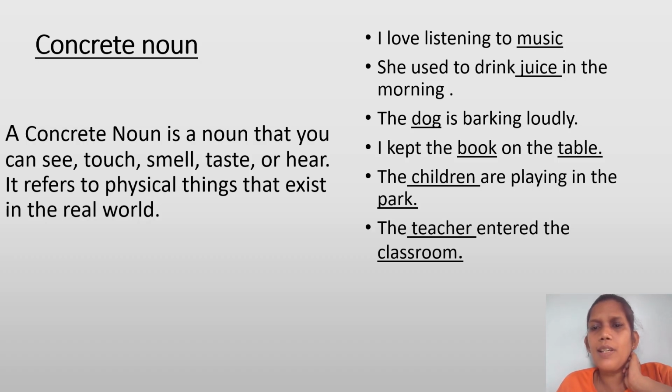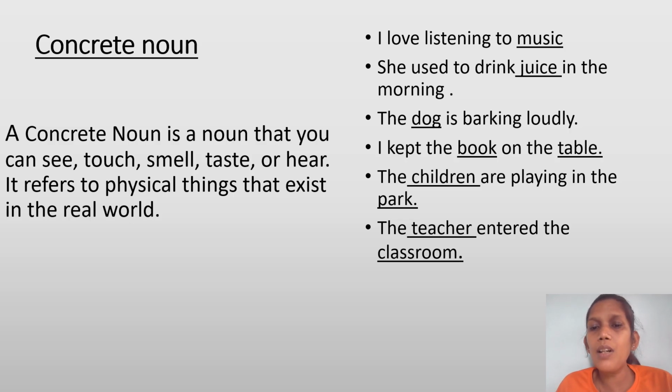The dog is barking loudly. Okay, again you can hear. Dog is a physical thing. It is barking loudly. Dog is barking loudly. Right. So here you can hear exactly, and it's a physical thing that exists in the world.